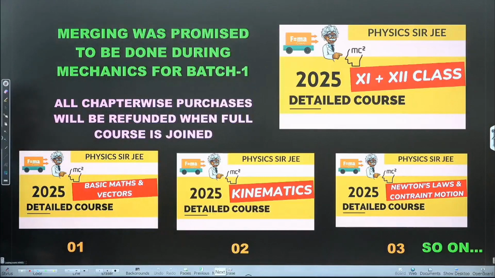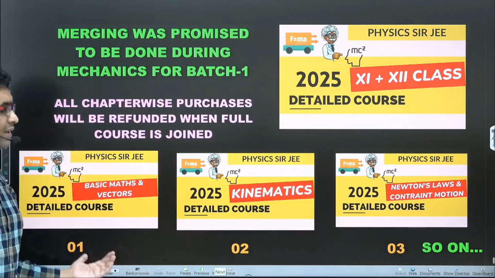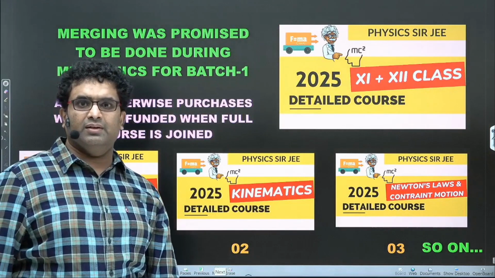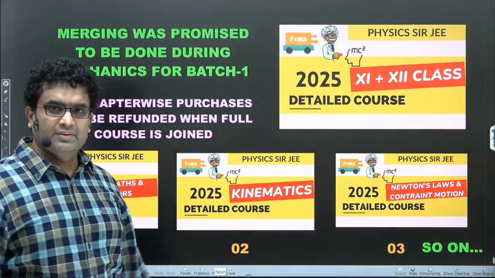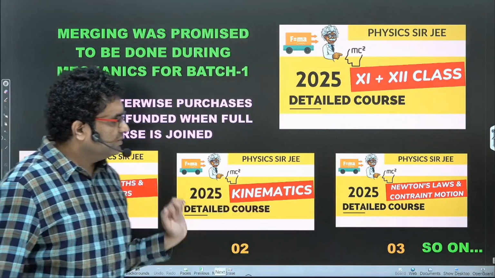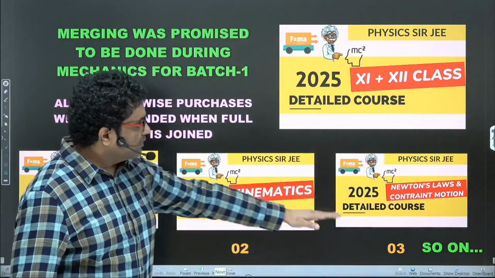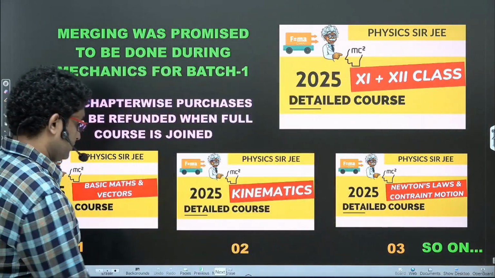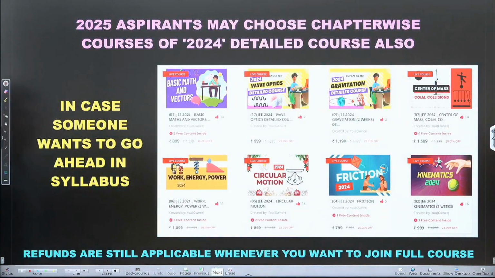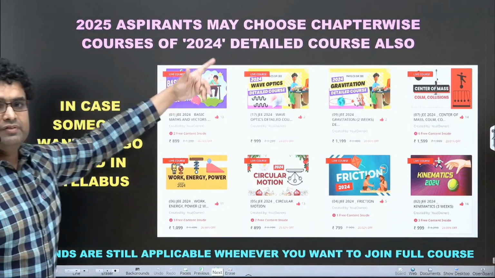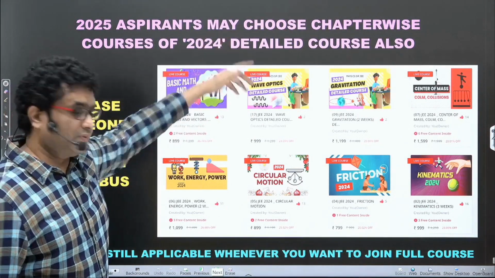Next. So that's it. I promised that I'll be launching the batches during mechanics. I said 1 month delay was there, and this is it. So this was the sequence in which the syllabus was released. Now is the chance for you to join this. Okay, I told you, no, 2025 aspirants can choose 2024 and vice versa.